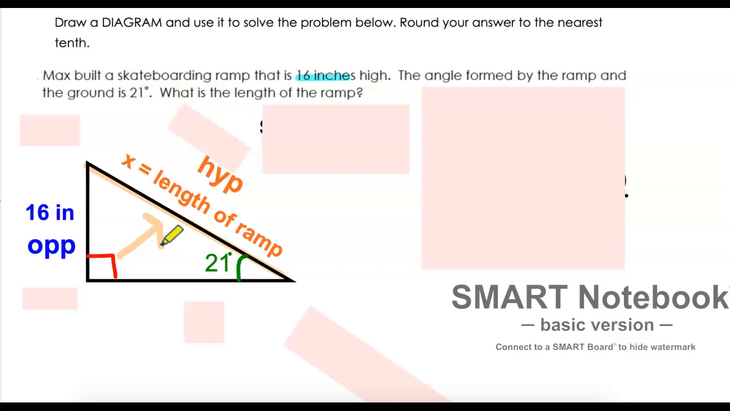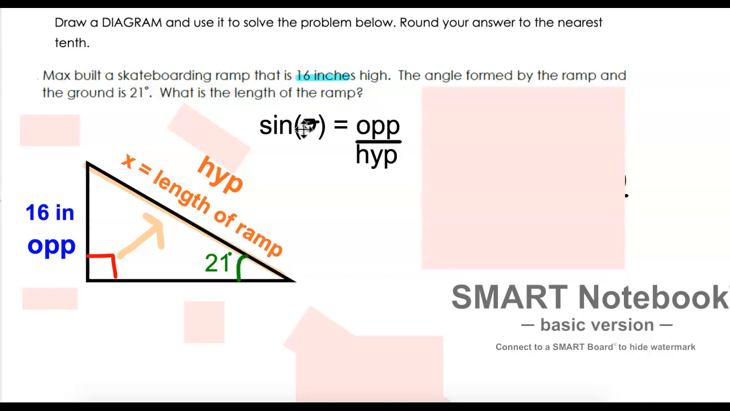And if you don't remember that, you can just look right on your state test reference sheet. Remember, those ratios are on the state test reference sheet. You do not need to memorize them. You just need to know how to use them. So for opposite and hypotenuse, we're going to use the sine ratio. So the sine of some angle theta is equal to the opposite piece over the hypotenuse.